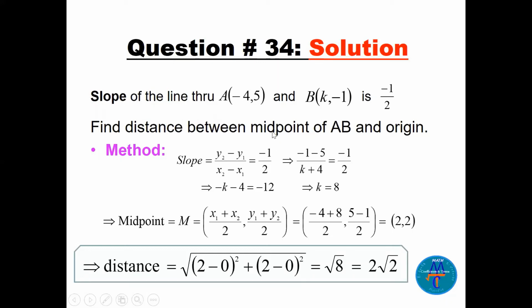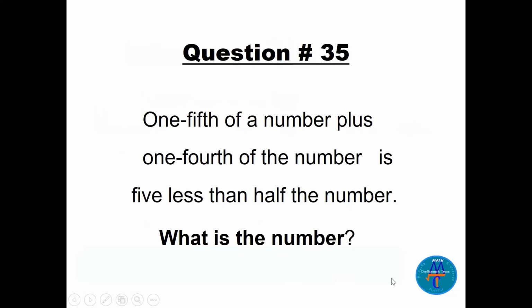Now I take the midpoint of AB, (x1 plus x2) over 2, (y1 plus y2) over 2. The formula for the midpoint, we have seen many times, it's (2, 2), and (0, 0). Remember, the origin is (0, 0). Find the distance: square root of 8, which is 2 square root of 2. That's the distance. Nice question.